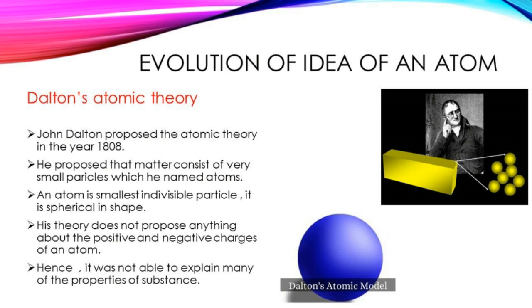John Dalton proposed the atomic theory in the year 1808. He proposed that matter consists of very small particles which he named atoms. An atom is the smallest indivisible particle. It is spherical in shape. His theory does not propose anything about the positive and negative charges of an atom. Hence, it was not able to explain many of the properties of the substance.